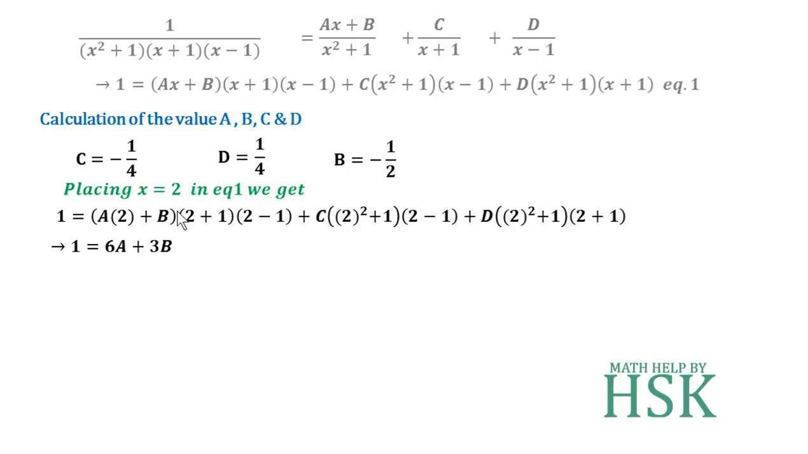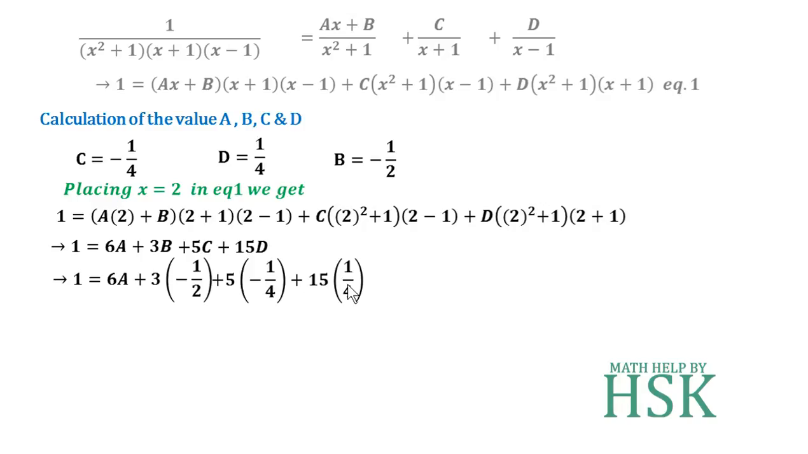So this gives me, this value will be equal to 3. 3 multiplies in this bracket to give me 6a plus 3b. Okay, and this will be 5. So this will be 5c, and this will be 5 into 3, 15d. So I'm going to get here 5c plus 15d. Next, what I have to do, I have to just place the value of b, c and d in this equation. So I'm going to get 1 is equal to 6a minus 3 into minus 1 by 2 plus 5 into minus 1 by 4 plus 15 into 1 by 4.